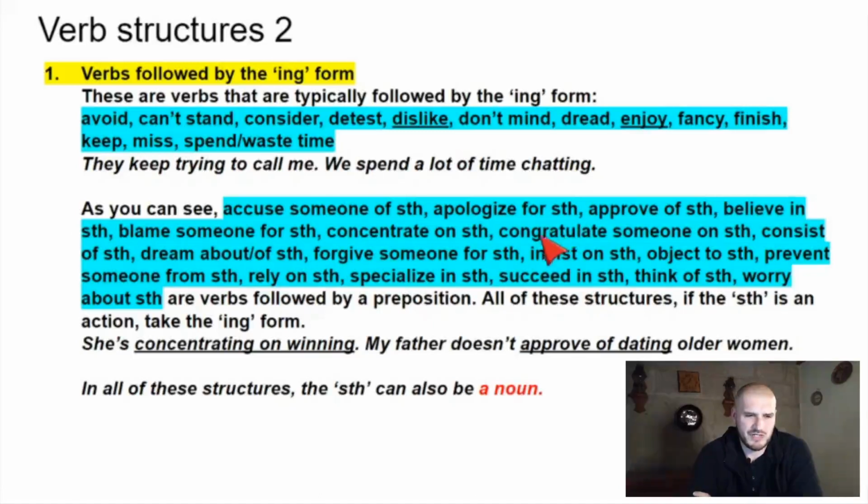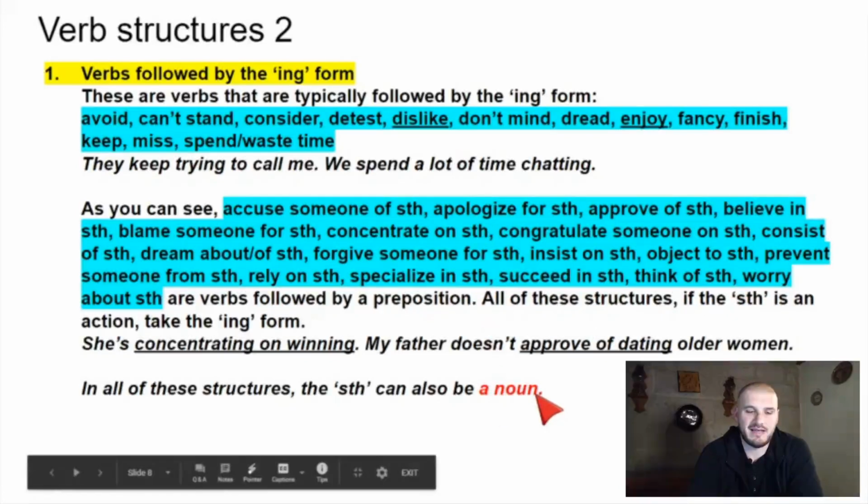I think we know the translations, but congratulate, consist, dream about, or dream of, forgive someone for something, insist on, object to, prevent someone from something. Okay, so I prevent you from going. Rely, depender, rely on something. Specialize in, succeed in, think of, and worry about. These are all pretty common structures, and they're going to be followed by ing if you're talking about an action. Of course, if you're talking about a noun, you just follow them with a noun.